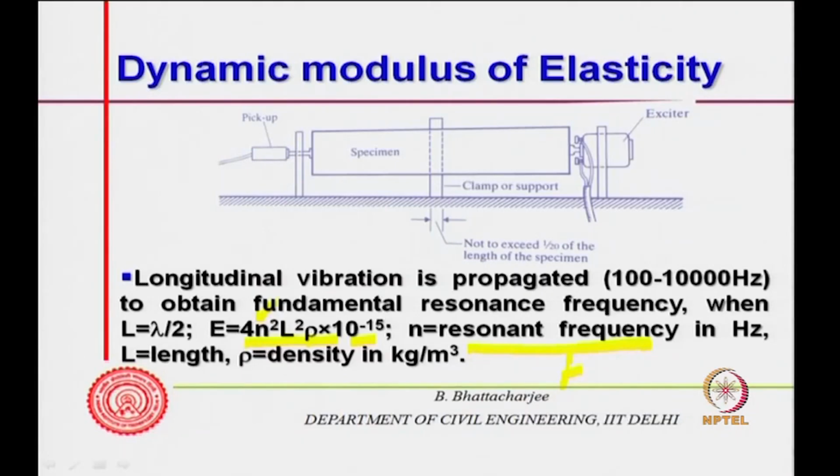So, you determine the resonant frequency. This is lambda by 2. Therefore, velocity, and then the rho comes into the picture, because velocity is the square root of E by rho. So, if you want to find out E, it is proportional to V square. So, E is proportional to rho V square, all right. And therefore, V is given by n lambda, and from that you can find out E.